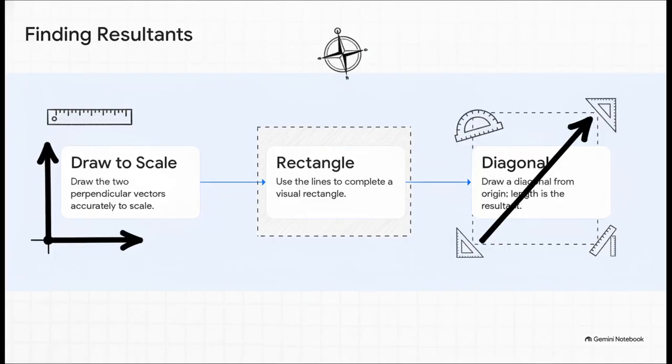For vectors at right angles, you can actually determine this resultant graphically without even needing complex trigonometry. You start by drawing the two perpendicular vectors accurately to scale, let's say 1 centimeter for every newton. Then, you use those lines to basically complete a visual rectangle on your paper. Finally, you draw a diagonal line straight from the origin point to the opposite corner of that rectangle. The length of that diagonal line, when you measure it with your ruler, represents the magnitude of the resultant vector. And its angle gives you the exact direction the object will travel.